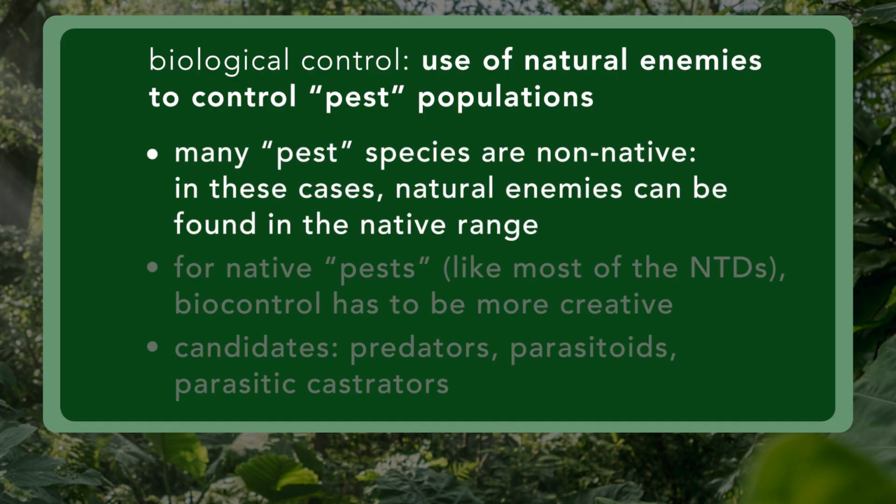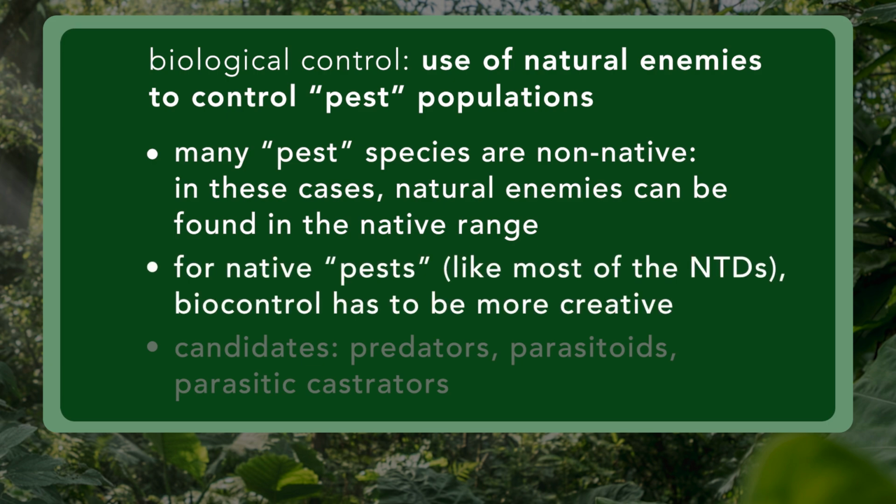Often, biocontrol is used to control invasive species, or the vectors of infectious disease. Many pest species, including some mosquitoes, are non-native. In these cases, the natural enemies of those pest species can be found in their native range. For native pests, like many of the neglected tropical diseases that we've talked about, biocontrol has to be more creative because we're already in the native range. All the native predators, competitors, and parasites are there, and yet the parasite is still a problem.